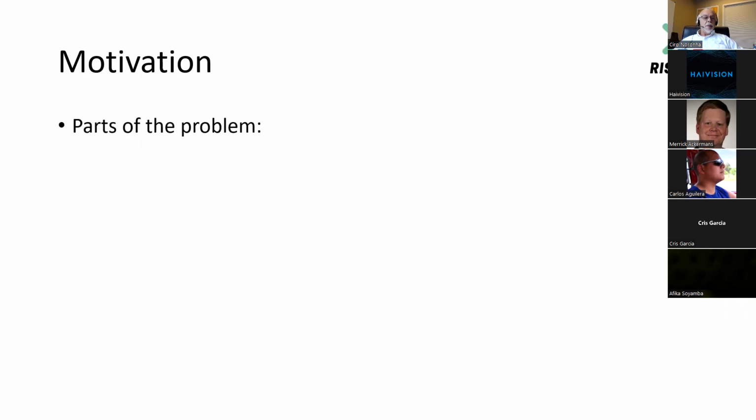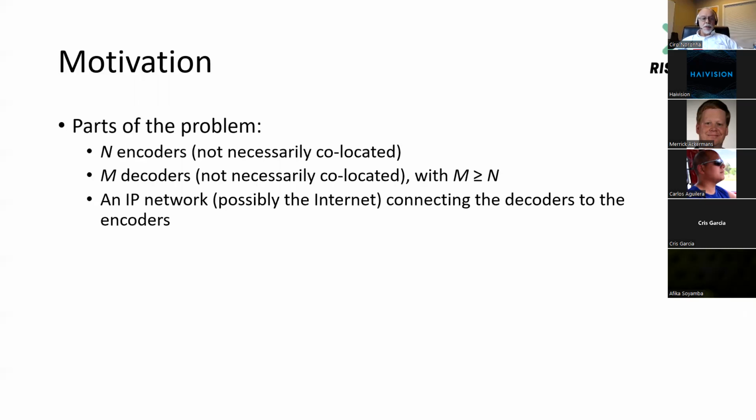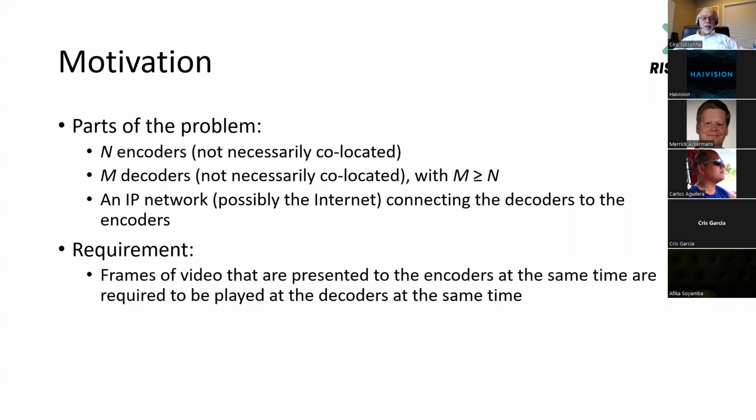Decoder synchronization, what's that about? You have a whole bunch of encoders and a whole bunch of decoders, more than encoders, and some IP network. Maybe the internet is the IP network connecting those encoders to these decoders. And the requirement is that frames of video that come to the encoders at the same time need to be played at the same time in the decoders. At the same time means within one frame time.